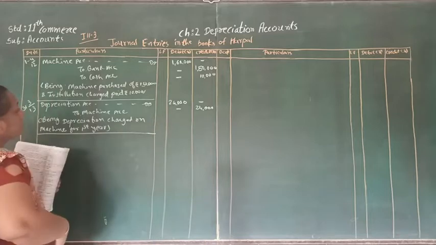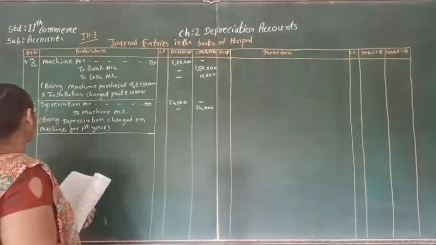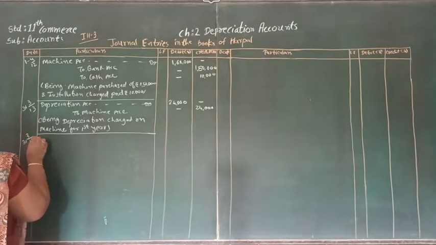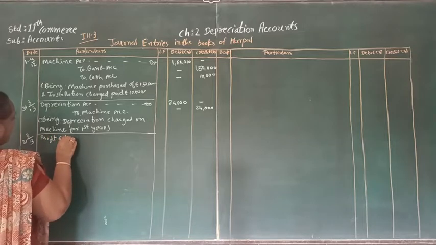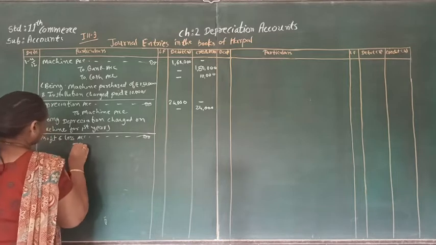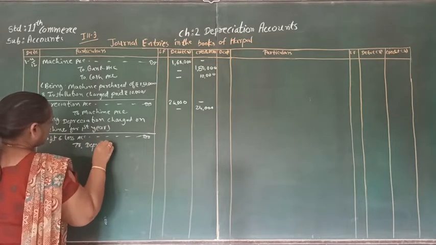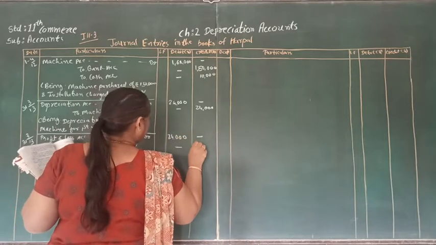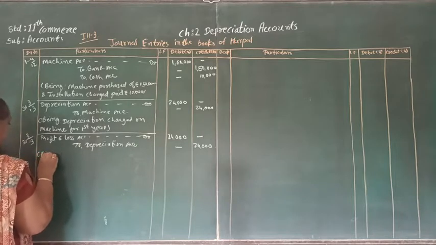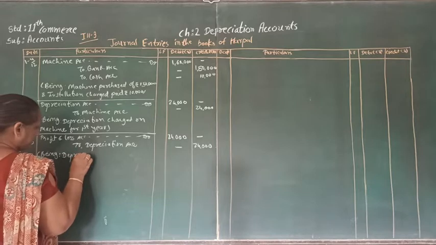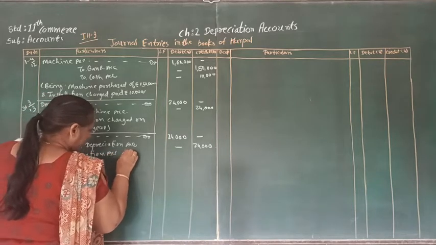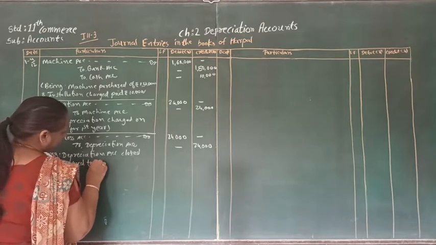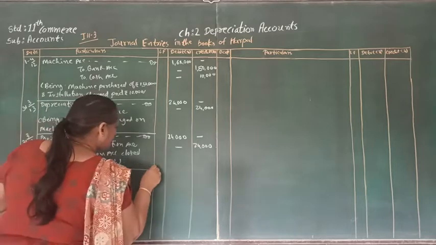Now we have to close the depreciation account and transfer it to profit and loss account on the same day, and the journal entry will be profit and loss account debit to depreciation account, 31/3/13, profit and loss account debit to depreciation account, and that will be 24,000. Being depreciation account closed and transferred to profit and loss account. So this was the end of the first year.